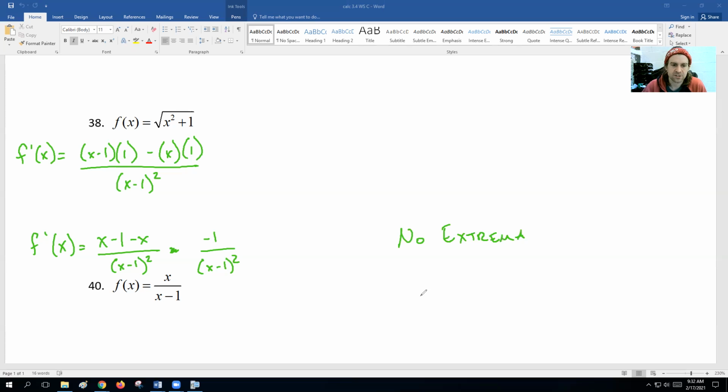So there's no extrema on number 40, which came out nicely. Now, if the top did equal 0, we'd have to go through the second derivative test like we did before, but you notice some key things here make it easier. And we can always double check what these look like on a graph to help us out.